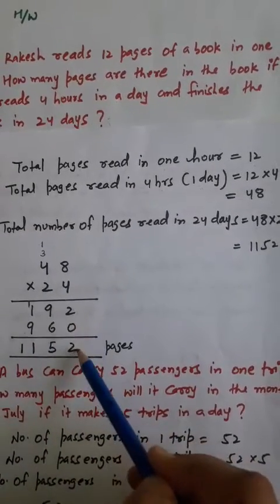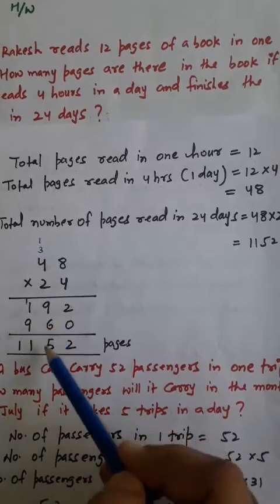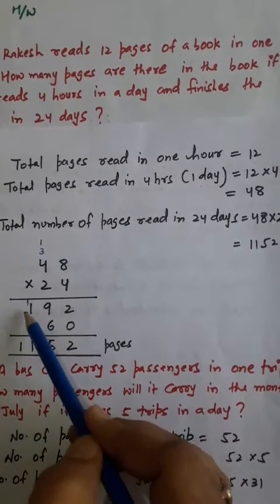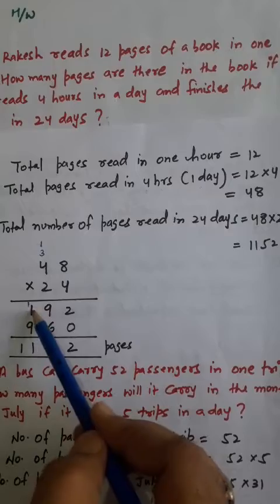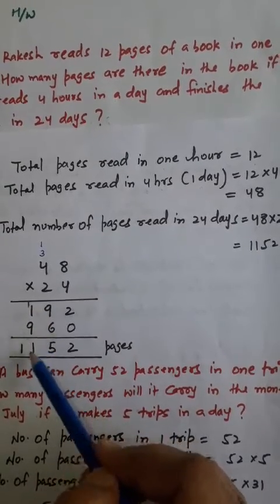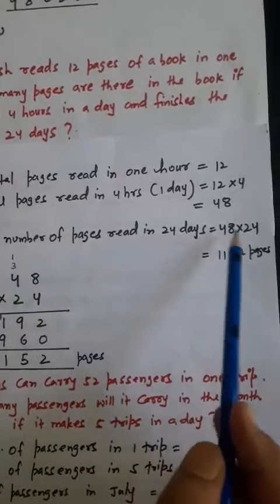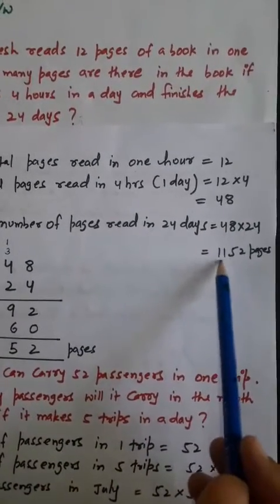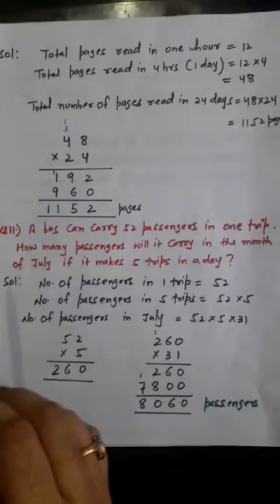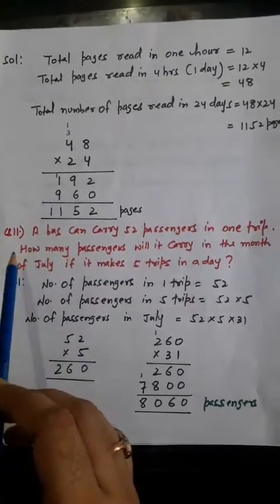2 plus 0 is equal to 2. 9 plus 6 is equal to 15, carry 1. 1 plus 1, 2, plus 9, 11. So the total number of pages read in 24 days is equal to 1152 pages. So we will do question number 11 now.